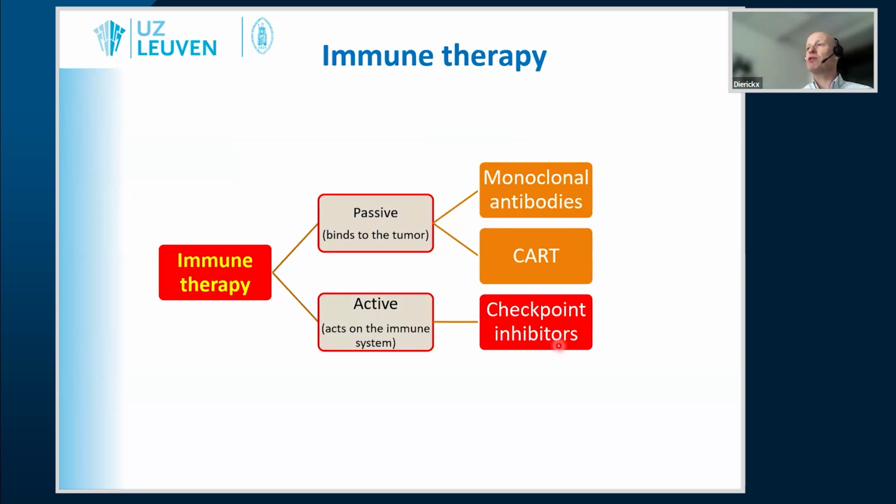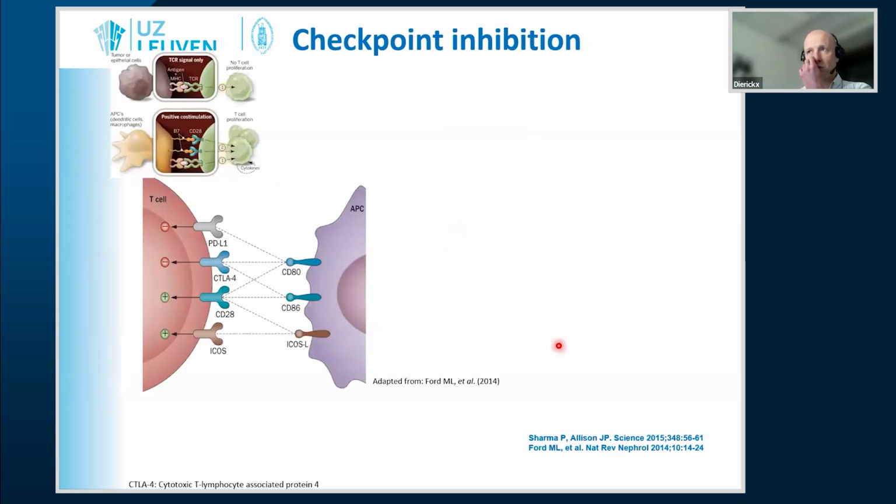Second are the checkpoint inhibitors. So Thomas already told about PD-1 and PD-L1. So you know if a T cell needs to be activated, you actually need 3 signals. The first signal is the binding of the T cell receptor to the HLA molecule with the antigen. That's the first signal. And then you have the co-stimulation. So the T cell needs co-stimulation to be activated. There is also a third signal, which is the cytokine release, but I won't talk about this now.